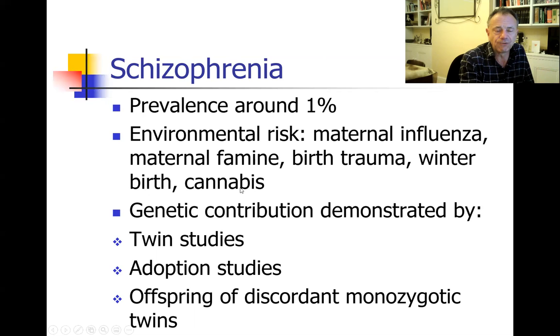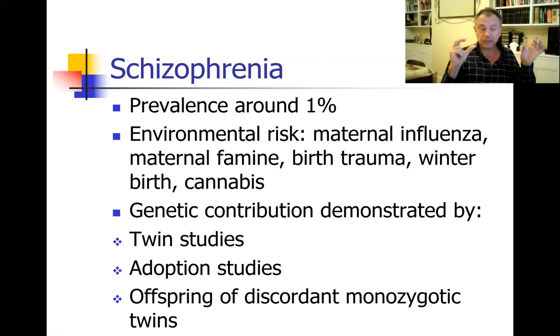There's also reasonable evidence that cannabis smoking as a teenager or young adult can increase the risk of developing schizophrenia, although it's a bit difficult to sort out chicken from egg there. If people who are going to develop schizophrenia smoke more cannabis, then it's hard to tease that apart, but it probably is the case.